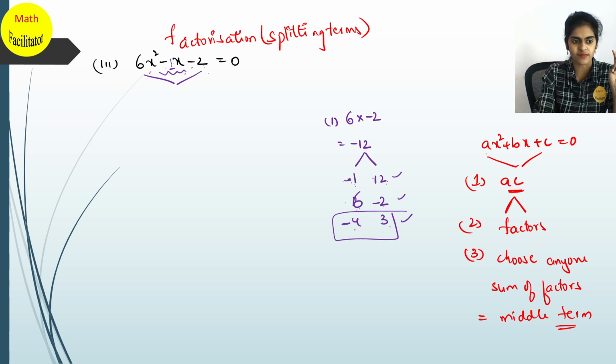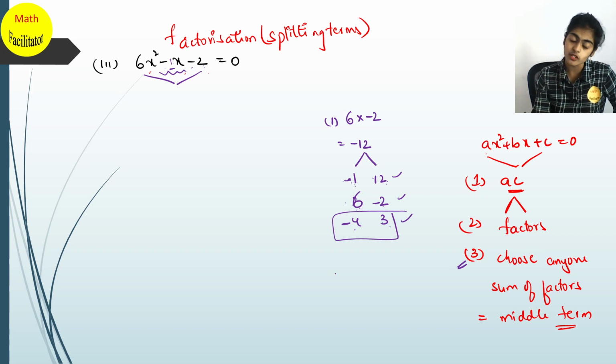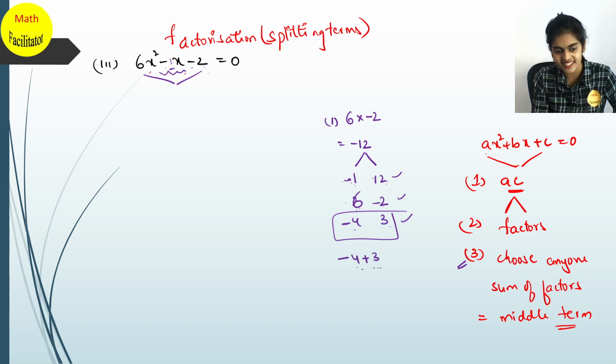Okay, my middle term is minus 1. I want minus 1, so I am taking this combination. Okay, so we have chosen the combination. How did we choose the combination? See, I have split it into factors, minus 4 plus 3. Ee rendu add cheste sum of the factors is giving me minus 1.